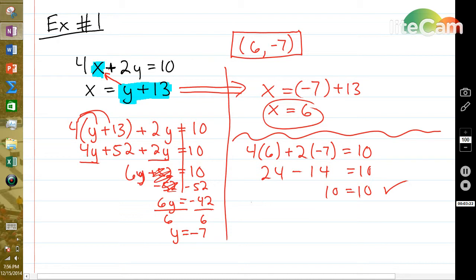But it's not enough to just check one equation, you must check both. So let's check the bottom equation. Instead of x, I'm going to write 6. Instead of y, I'm going to write negative 7 plus 13. And as we just checked, negative 7 plus 13 is 6. So that checks out as well. So now I know for sure that (6, negative 7) is a solution to this system.